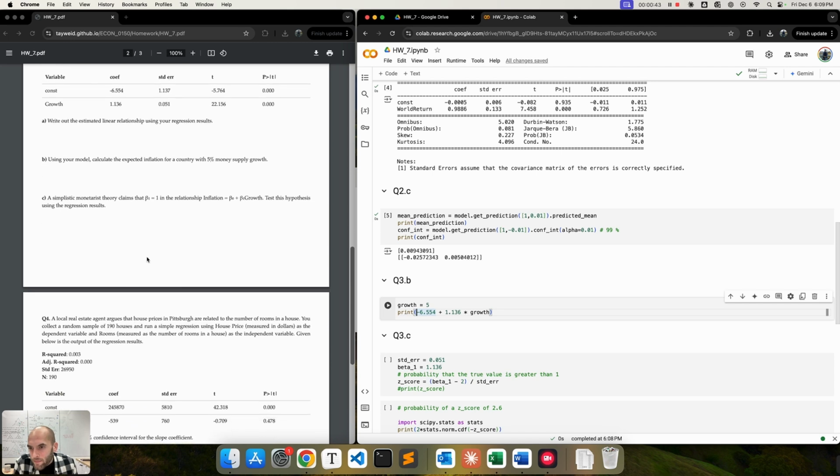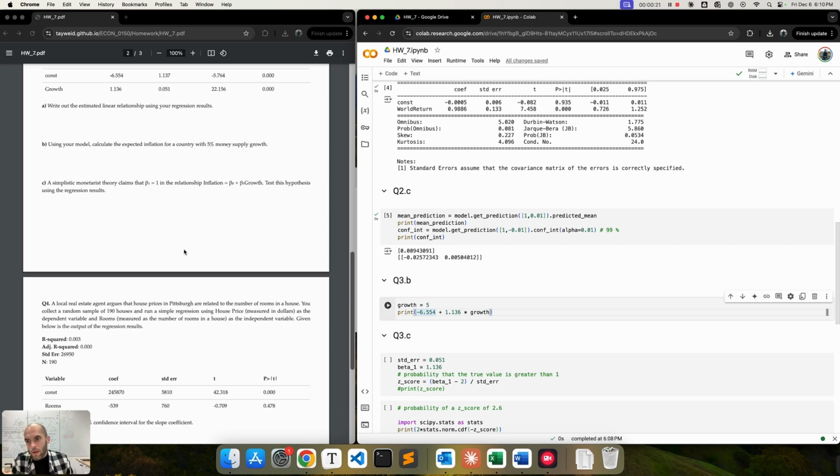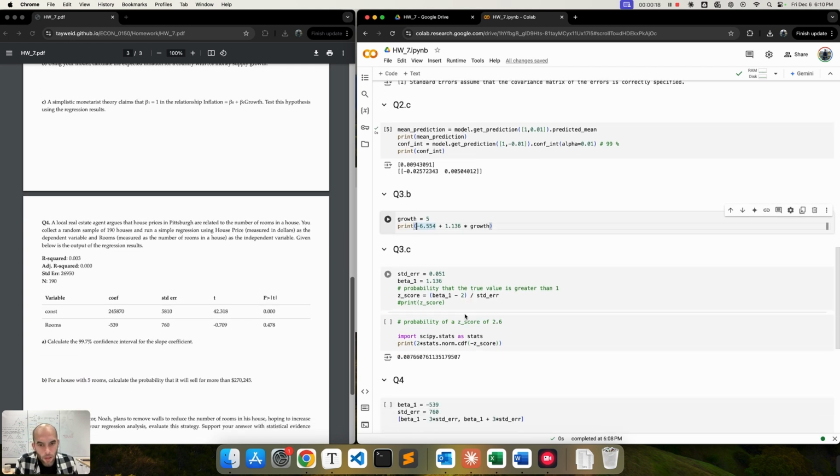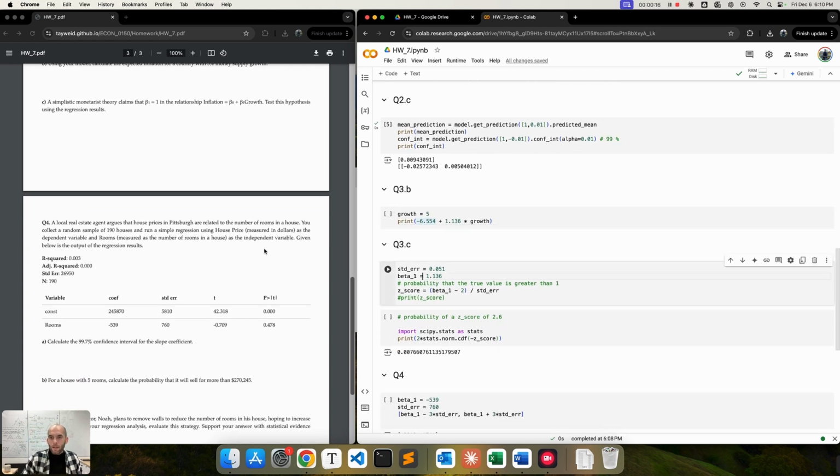Nice. Okay. And then this last part is a simplistic monetarist, that's a typo, monetary theory that claims that beta 1 is equal to 1, and the relationship follows this relationship here. So it's a linear relationship, and our beta 1 is 1. So we're asked to test this regression result. Okay, so the way we do this is, just like we test any hypothesis. What I'm going to do is actually test a different hypothesis, and then we'll run these things.